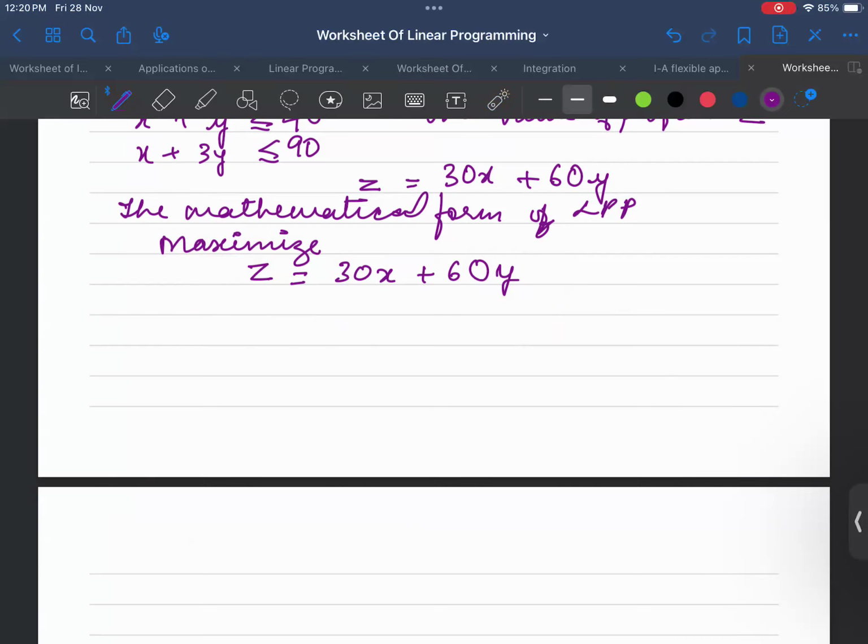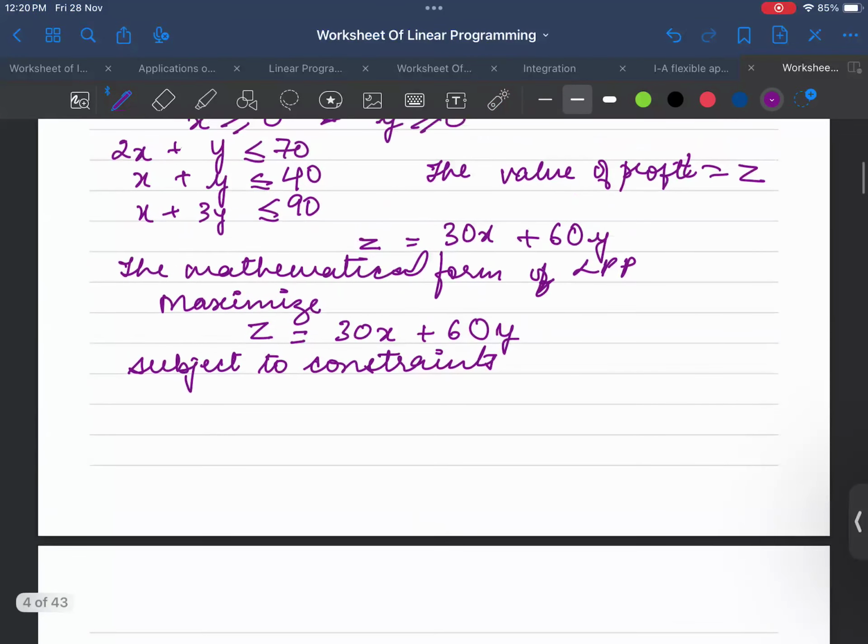Then you have to write subject to constraints. It is not that however much work you do, however many chairs you make, because you have limitations on the machines. You don't have 70 hours or more than 70 hours on machine A, you don't have more than 40 hours on machine B, and you don't have more than 90 hours on machine C. So that's a constraint with you. You want the maximum profit. If there is no constraint, you can continuously make it. But you have some constraints and you have to follow those constraints to optimize it. So what are the constraints?